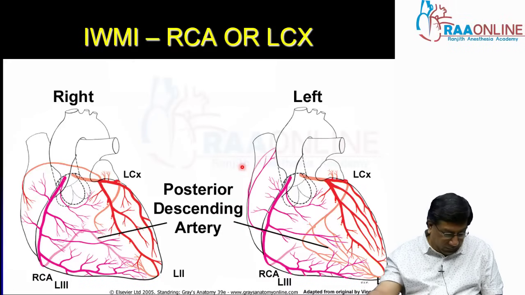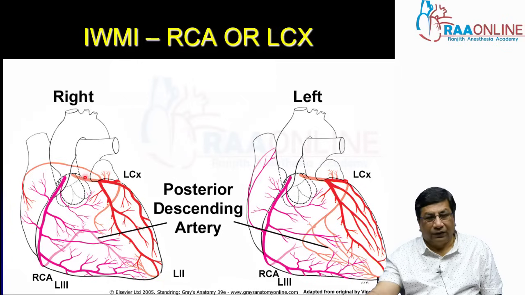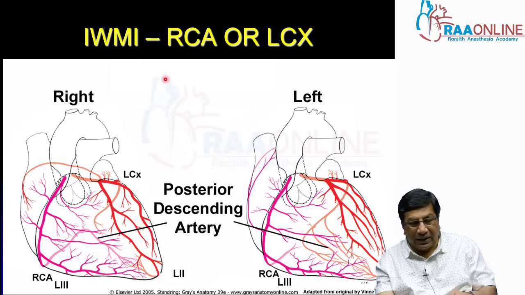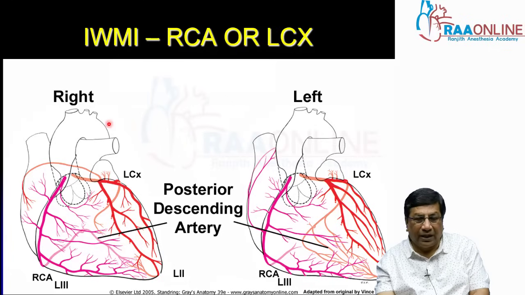Now we come to the inferior wall infarction. The inferior wall can be supplied either by the right coronary artery or the left circumflex artery, depending upon which artery is going to give rise to the posterior descending artery. That means your inferior wall infarction can be caused either by right coronary occlusion or by left circumflex occlusion. Then how, from the ECG, are you going to predict whether the right coronary is obstructed or the left circumflex is obstructed?